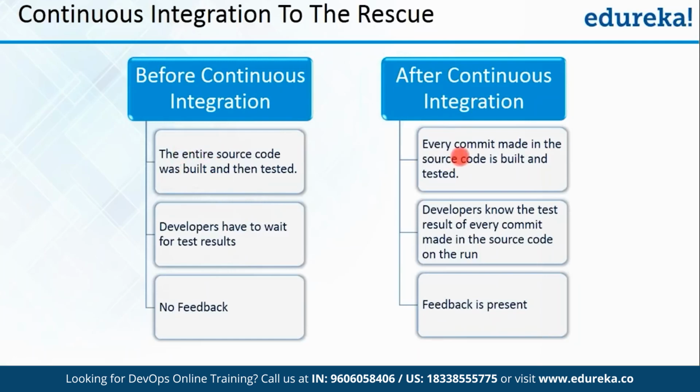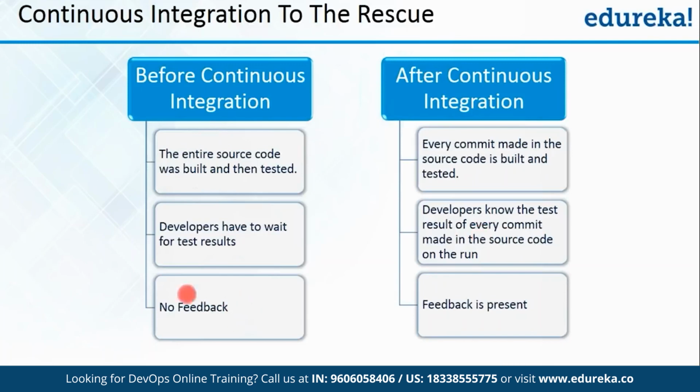But when we talk about after continuous integration, every commit, whatever change you made in the source code, even a minute change, you commit it to the source code, and only that code will be pulled, built, and then tested. Developers had to wait a long time to get the test results, as we just saw, because the entire source code would first be built and then deployed onto the test server. But with continuous integration, the test result of every commit will be given to the developers.